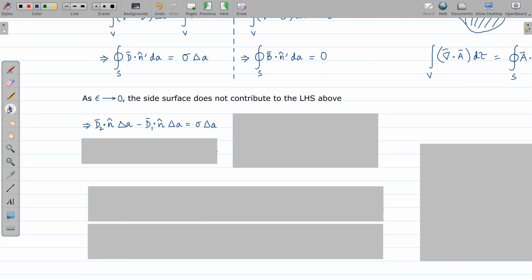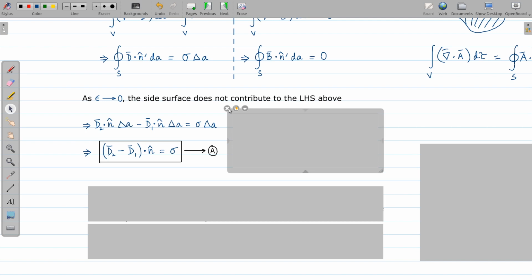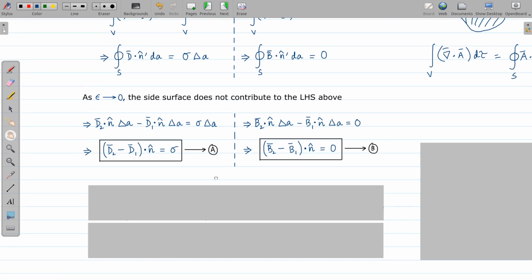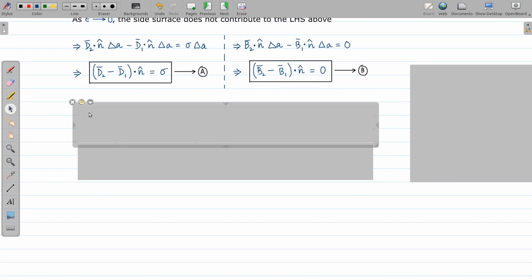So delta A is going to get cancelled everywhere, and we get d2 minus d1 dot n cap equal to sigma. Let's call this equation number A. In a similar way over here, only the top and bottom surfaces contribute. So b2 dot n cap delta A minus b1 dot n cap delta A equals 0, which gives us b2 minus b1 dot n cap is equal to 0. Let's call this equation number B.